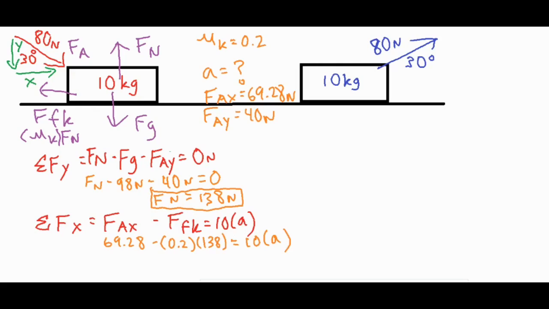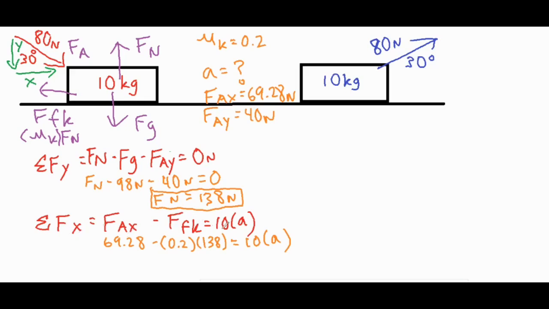Now that we plugged in everything, everything fell into place pretty nicely because we don't have a normal force. We know that Fg is mg, mass times 9.8, so the mass of 10 times 9.8 gives us 98 newtons. And then the Fay we found earlier, which is right over here, 40 newtons. So then we know that if we combine these two, then it's Fn minus 138. You add 138 to both sides, and then your normal force comes out to 138 newtons.